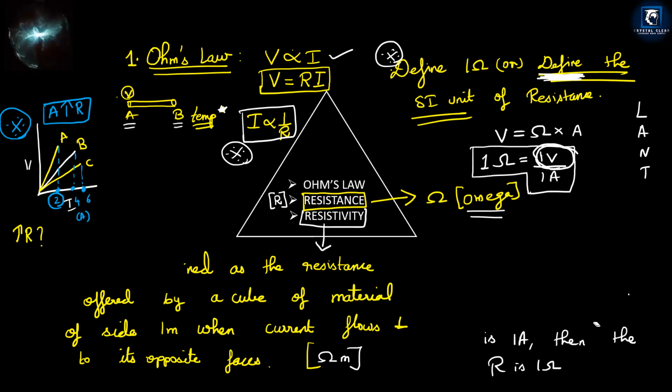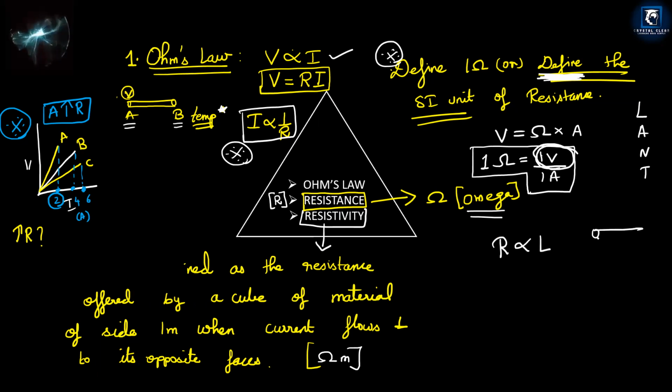So what is resistivity? Again, I'm going to relate the resistance with length and area. So R is directly proportional to length. Whenever the length of the wire increases, the resistance will also increase. And that is why R is directly proportional to L. Twice the length, twice the resistance. Like that it doubles, right?